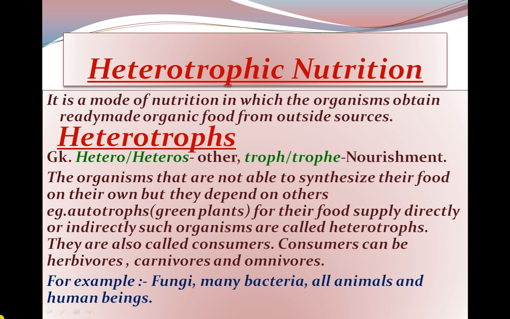These heterotroph organisms are also known as consumers. Consumers can be herbivores, like plant eaters, carnivores, which are flesh eaters, and omnivores, which are both flesh and plant eaters. The examples of heterotrophs are fungi, the non-green plants, many bacteria that are non-photosynthetic, all animals and human beings.